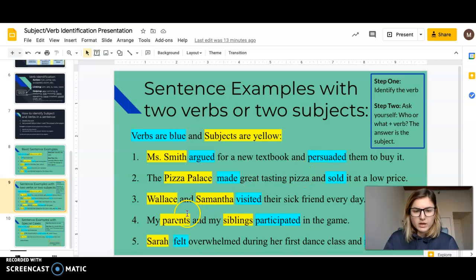Some sentences also, like number 3, have 2 subjects instead. Wallace and Samantha visited their sick friend every day. Following our steps, step 1, what's the verb? The verb is visited. Then we ask ourselves who or what visited? Wallace and Samantha. So we have 2 subjects in this sentence.